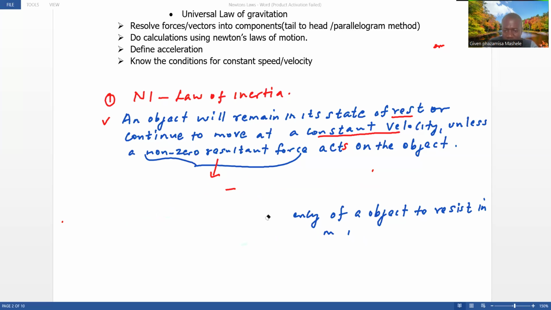Now, number 2, Newton's second law of motion. This is one of the most important laws because we use it in most of the calculations. We use Newton's second law of motion when we are doing calculations.